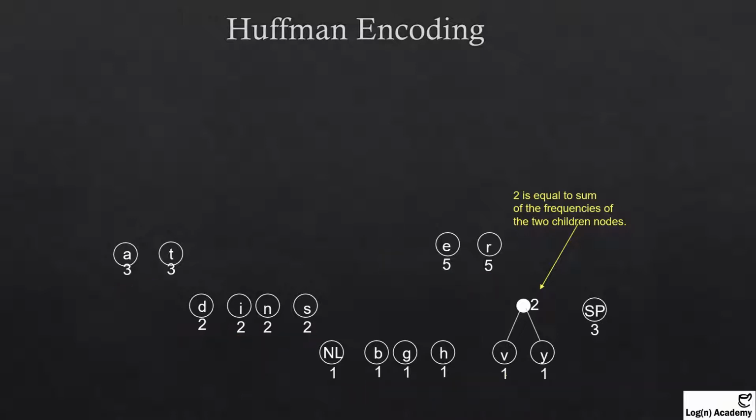For example, as you can see here, V and Y we have connected, and we created a node which we call 2. We assign 2 to this node because we have added these two frequencies: 1 plus 1, and the result is 2. So 2 is a sum of these two frequencies. In the same way, we will connect other nodes, and I will call this 2 also. I will connect these two also.